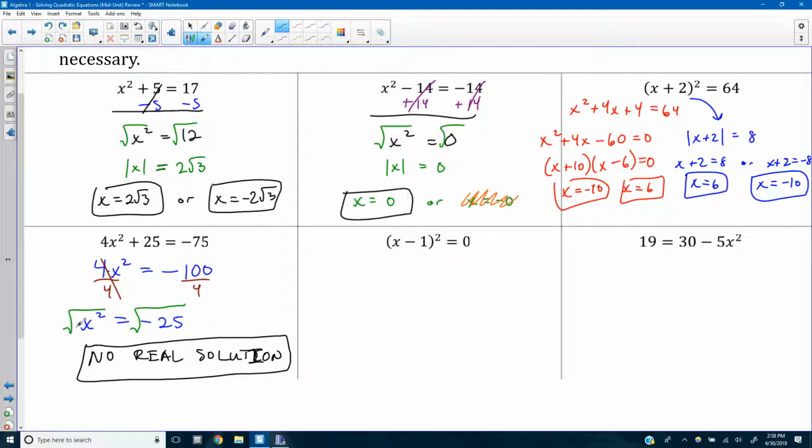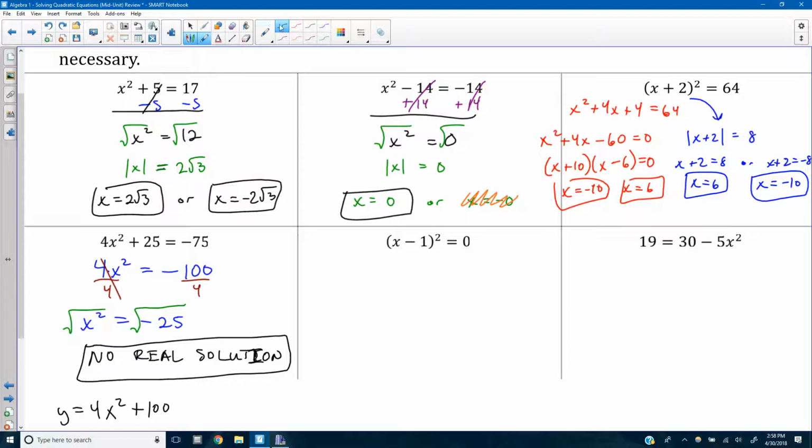Okay, now the other thing with this is, say that I graphed this. If I added that 25 over and I graphed y equals 4x squared plus 100, all that means is this would never cross the x-axis. There's no real solution, no x-intercepts. This has 2 x-intercepts, this has 1, this is 2.